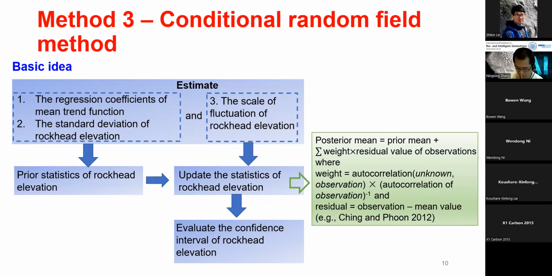So for example, when we know the distribution is a normal distribution, the updated statistics will be denoted by the formula on the right hand side. The posterior mean is equal to the prior mean plus the weighted average of the residual values of the observations. If you compare with the formula of the splines, you can see it's very similar. Both involve a weighted average. The only difference is that for the conditional random field method, the weight is determined from the autocorrelation information.